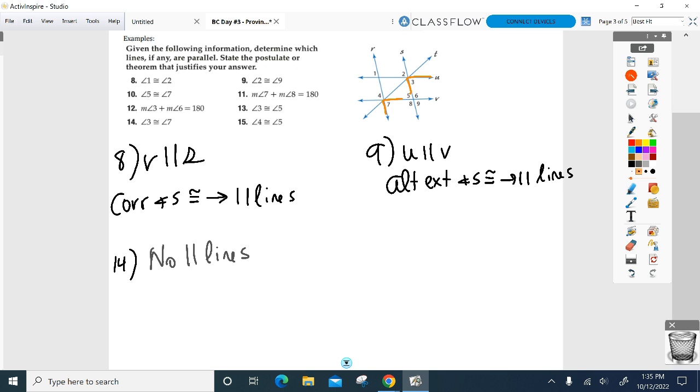I'm going to give you a solid 2-3 minutes. You got the rest. To make it go quick, if your answer is yes, just put the lines that are parallel. I don't need you to write the reason. I want this to go quick. So just tell me what lines are parallel, if any. Let's go. Everyone's contributing.